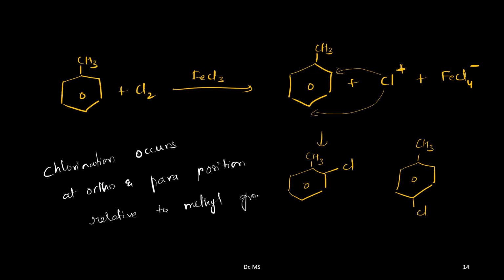So how we say something is ortho, meta, para, you are referring to this methyl group and you are telling the nearest position is ortho, the middle position is meta, and the farthest position is para. Okay. So the chlorination will only happen on the ortho and para position. Remember that.